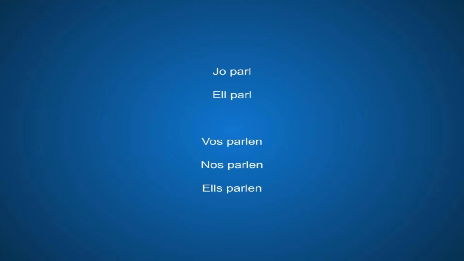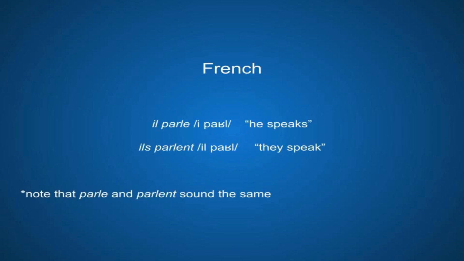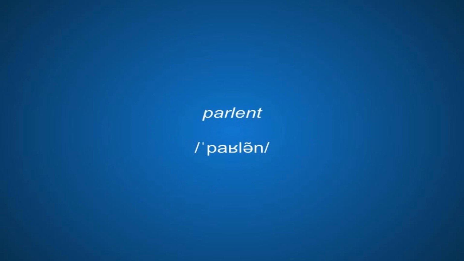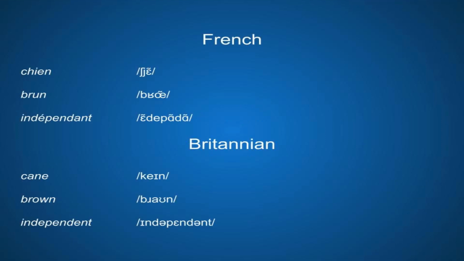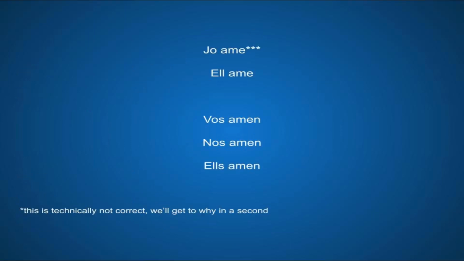The result is a system where there are 2 present tense conjugations of a verb, one with no ending for the first person singular and third person singular, and one marked with an unstressed un for all other subjects. Now in French, the third person plural ending is silent, because the unstressed vowel was nasalized, the nasal consonant lost, and then the unstressed vowel was lost. However, Britannian doesn't have nasalization anywhere else, so it wouldn't make much sense for this verb ending to be lost, so 2 conjugations it is. Juaim, elaim, vos amen, nos amen, els amen.